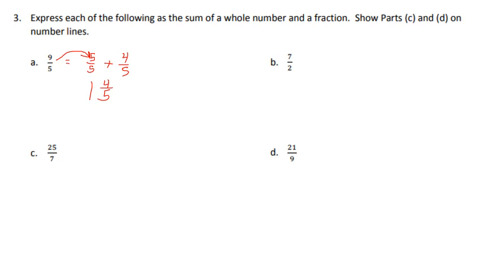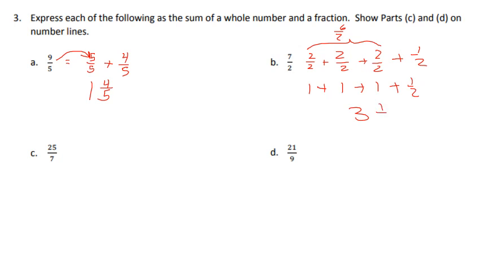Over here, on 7 halves, I know that'd be 2 halves plus 2 halves plus 2 halves. And that is going to give me 6 halves. So I have to have one more half for 7. So I know this is 1 whole plus 1 whole plus 1 whole plus 1 half. So that equals 3 and 1 half.